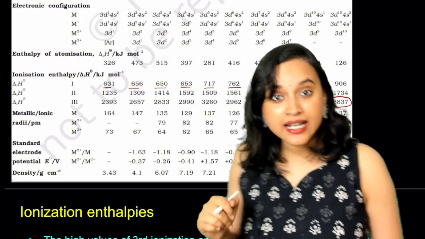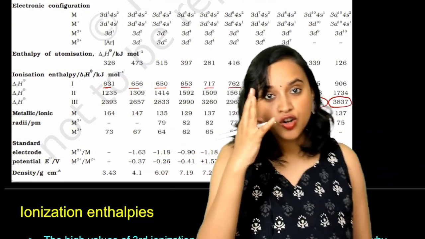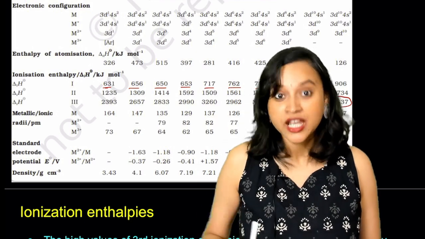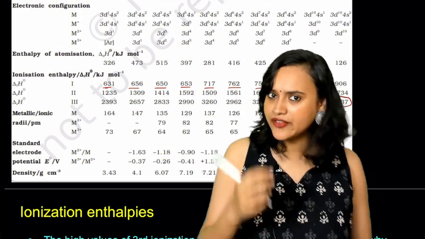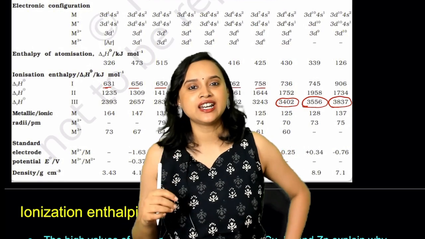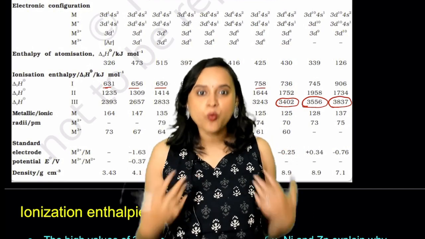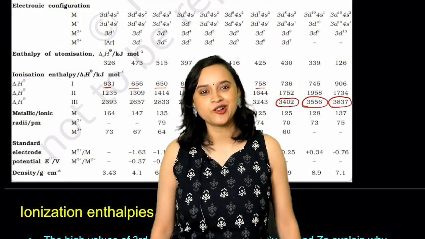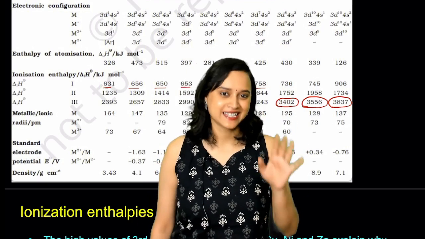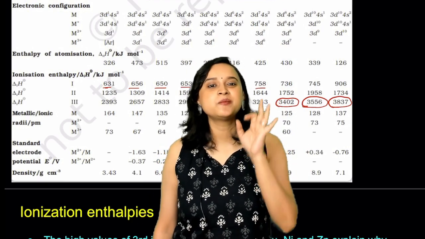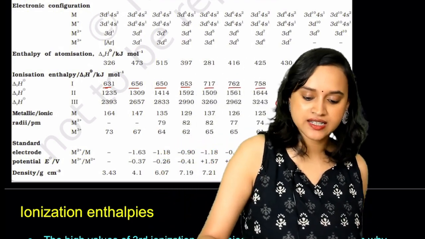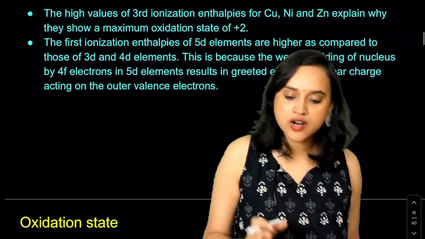So if you want to take away the third electron from zinc or copper or nickel, it will be very tough because they have very high energy, right? And because it is so tough, that also explains why you will not find copper, nickel and zinc in the +3 oxidation state. You will majorly find them in the +2 oxidation state. They don't like to show you the +3 oxidation state. Clear? All right?